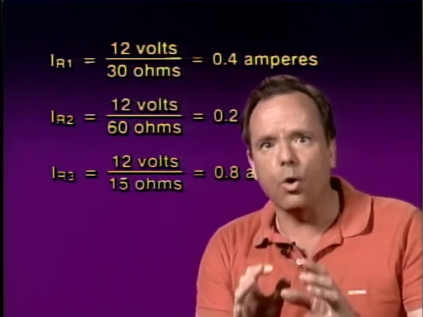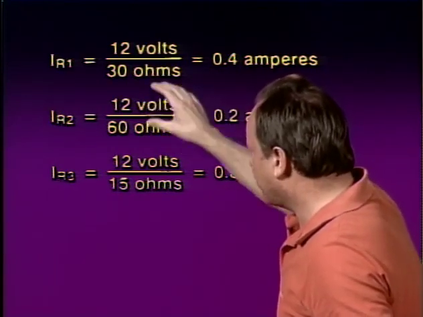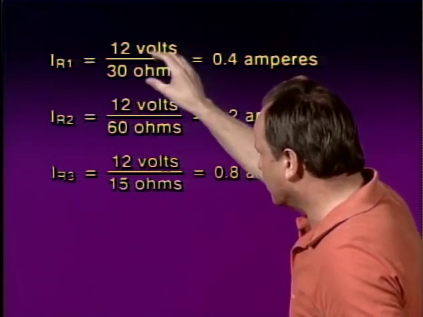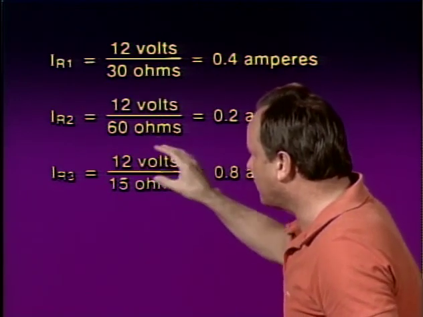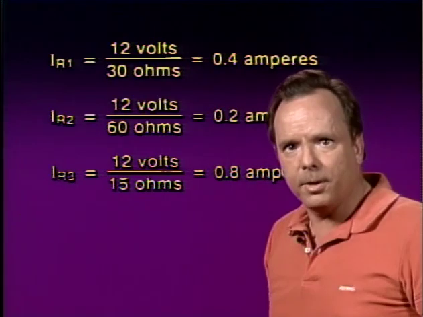That's the basic Ohm's law that we said you need to know. All you have to do is do that for each one of these: 12 divided by 30, 12 divided by 60, and 12 divided by 15. Those are the 3 currents, the 3 different paths provided in that parallel circuit.